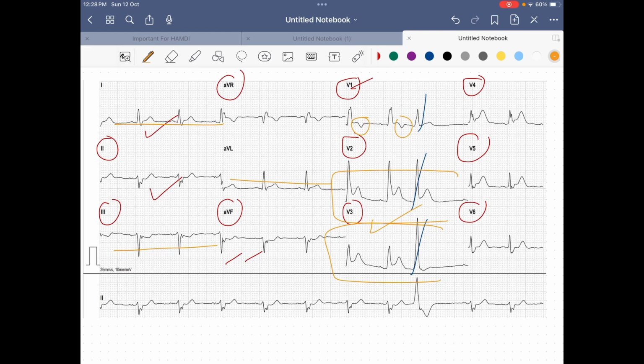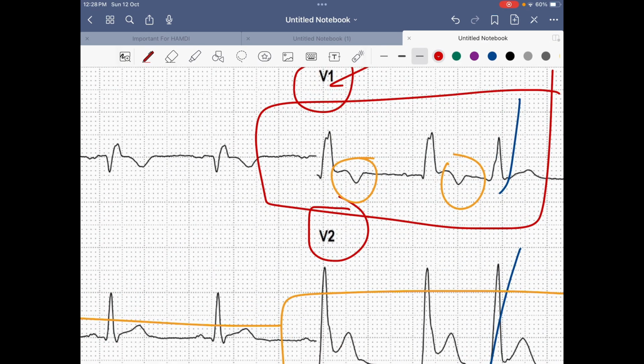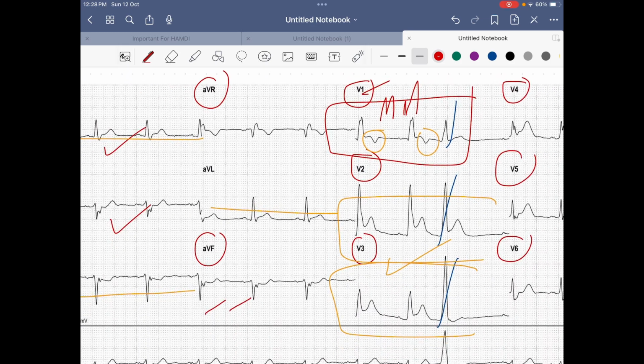What else do we have? Observe V1. Normally, V1 should not be upward because it's far away from the left ventricle. But now it's upward. This is a sign of many things, but one of those things is right bundle branch block, especially if you zoom in and the tip of the QRS complex forms something like the letter M, right? With one side being greater than the other side.